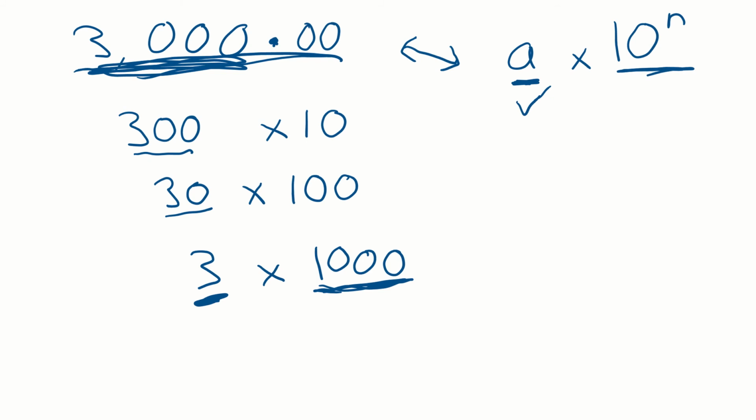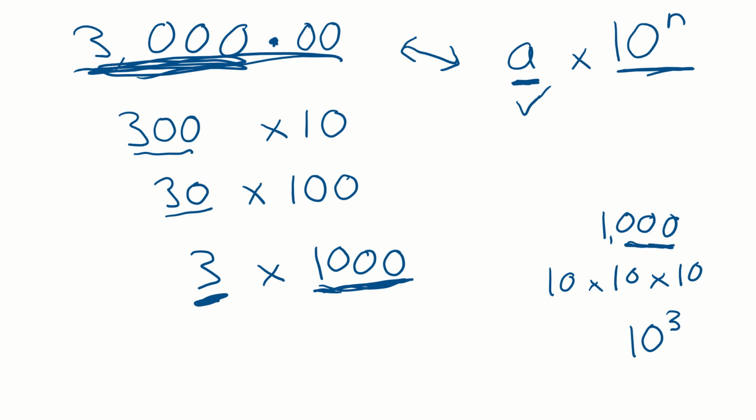So if you think about that, well, 1000 is the same thing as 10 by 10 by 10. And if you think back to your laws of indices, that's the same thing as 10 cubed. A handy way of remembering that is, the 3 there is just the amount of zeros at the end of that number if you're working with powers of 10. So 1000 is the same thing as 10 to the power of 3.